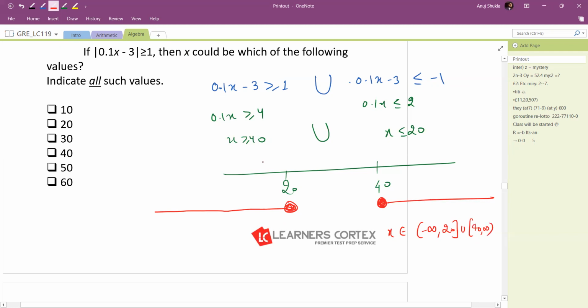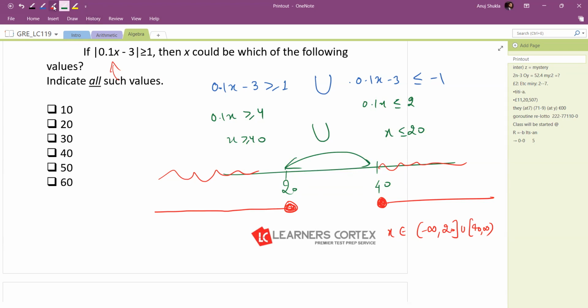According to the graph, they are saying indicate all such values which will satisfy. So all the values which are coming here will satisfy, all the values which are coming here will satisfy, but whichever value is coming between 20 to 40, leaving 20 and 40, will not satisfy the equation. So which will satisfy? 10 is coming here, it will satisfy. 20 will satisfy? Yes. 30 is coming here, it will not satisfy. 40 will satisfy. 50, yes. 60, yes. So which will not satisfy? Only 30 will not satisfy the equation.